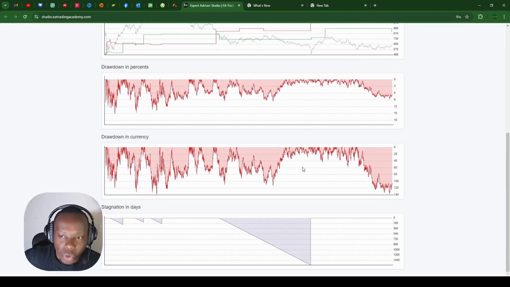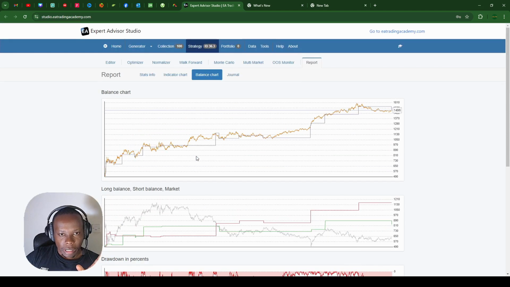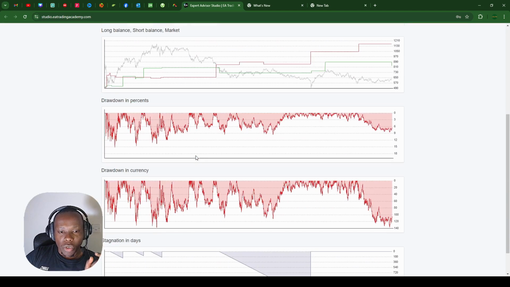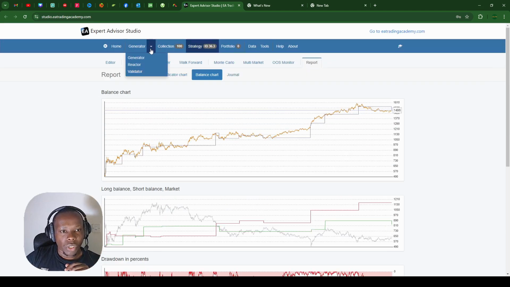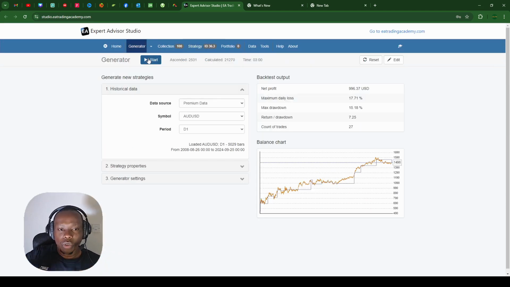I want you to look at the drawdown. The highest drawdown was 15%. And in terms of currency, it was around $140. So what you're seeing here is $140, and here is about 12%. Why am I showing you this drawdown in percentages? I will come back to something called the generator. The generator is what you just press and it goes ahead and does everything else.